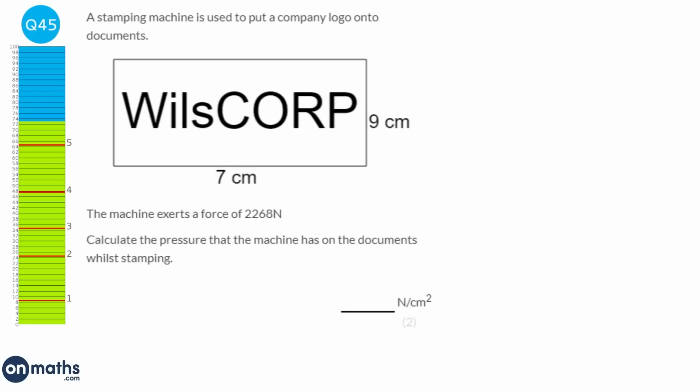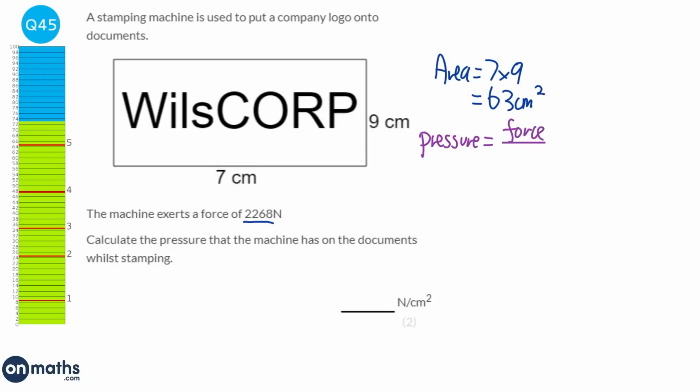To find the pressure, we need the area and the force. We're given the force in the question, so all we need to do is find out what the area is, which will be the 7 times the 9, which will be 63 centimeters squared. And the force is given to us in the question, so what we can do is write down the pressure formula, which says that pressure equals the force divided by the area.